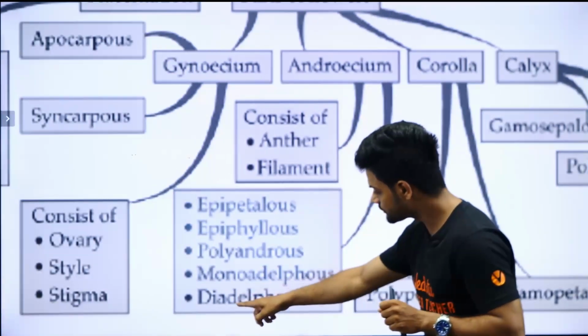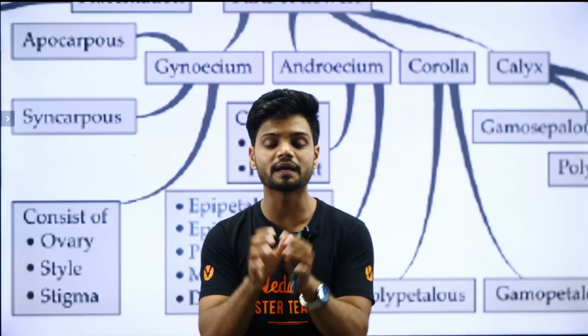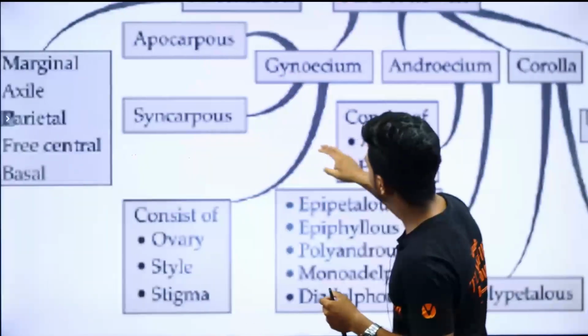Next, one more thing which is missing here is the polyadelphous condition, where fusion of stamens is happening in many different bundles. Example is citrus. Then we have your gynoecium.